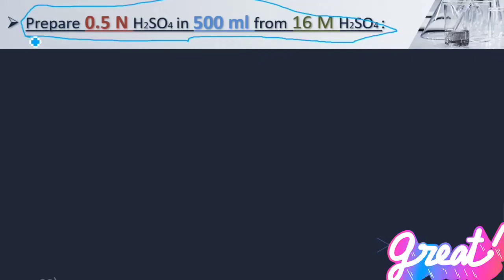Now, our main topic is the calculation of this whole statement to get the answer. The proper technique is that whenever you see the statement, you must recall the basic concept of the things given in the statement. Let's see that our statement gives us one value, which is 0.5 normal in 500 ml from 16 molar H2SO4. Now you can see that this would be our given data.